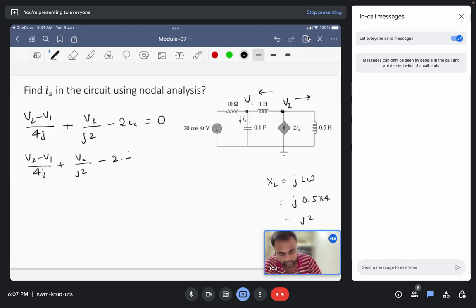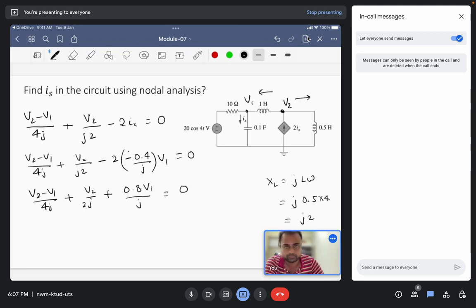So this is minus 0.4 by J times V1. So V1 is equal to 0. So let us simplify this relation again. So this will be (V2 minus V1) by 4J plus V2 by 2J plus 0.8 V1 by J is equal to 0. So let us take the LCM here.